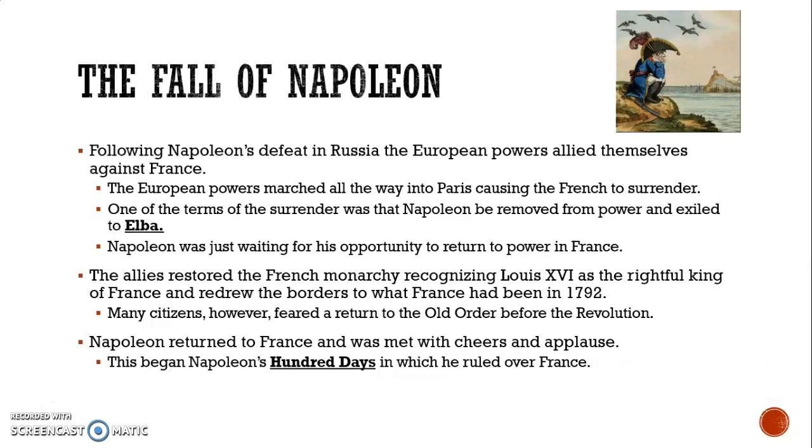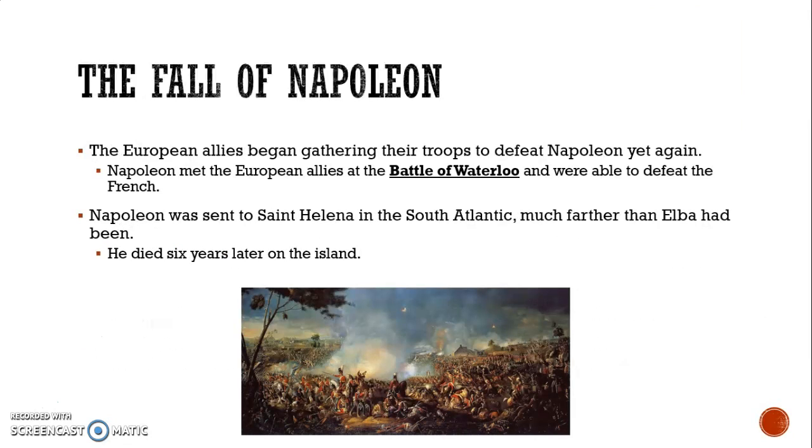Napoleon was able to return to France. He hitched a ride on a ship and was met with cheers and applause by the French people, who liked him because he recognized that they had rights, and he held up those Enlightenment ideals. This began Napoleon's 100 days, in which he ruled over France for just a short period of time. The European allies weren't going to let him stay for long, though. They began gathering their troops to defeat him yet again.